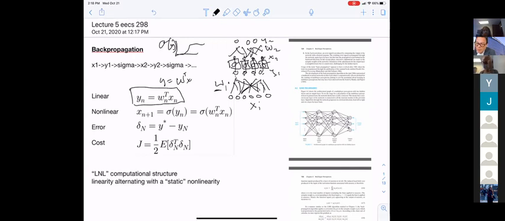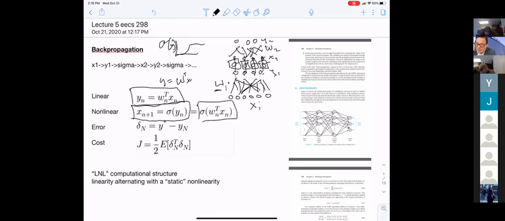And then Xn plus 1 is running that sigma through Yn, where sigma here is understood as a function that is one-to-one. It takes each element of Y and applies a nonlinearity to that element of Y. And it could be written like this as well.